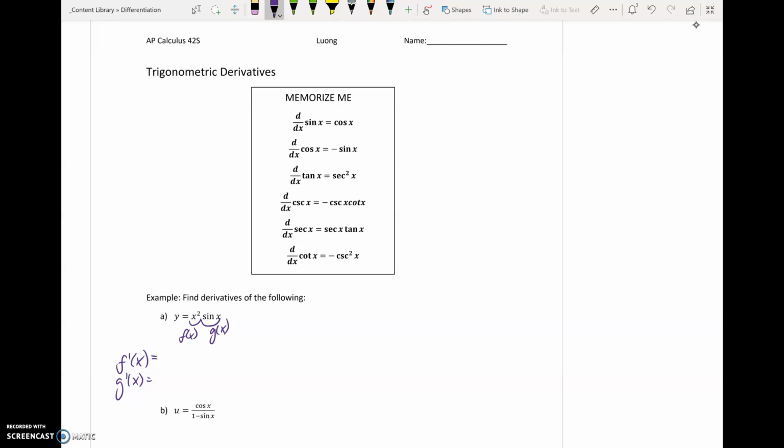The derivative of x squared is 2x according to our power rule. The derivative of sine x according to our chart is going to be cos x. Now we're going to put it all together for y prime. We're going to need the derivative of f, which is 2x, multiplied by g of x, which is sine x, plus the derivative of g, which is cos x, multiplied by our f of x. And that's it.